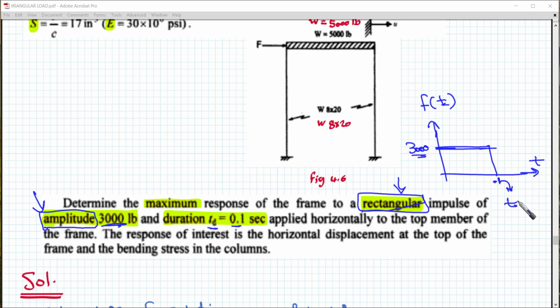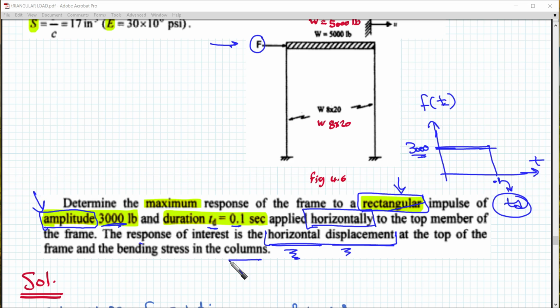So we have 0.1 second here, so this equals t_d for us. Applied horizontally to the top member. Horizontally means that the force is being applied in this direction, to the top member of the frame. The response of interest is horizontal displacement. That's important because we are not going to talk about any vertical. So that's an important issue also. The horizontal displacement at the top of the frame and the bending stress in the column.